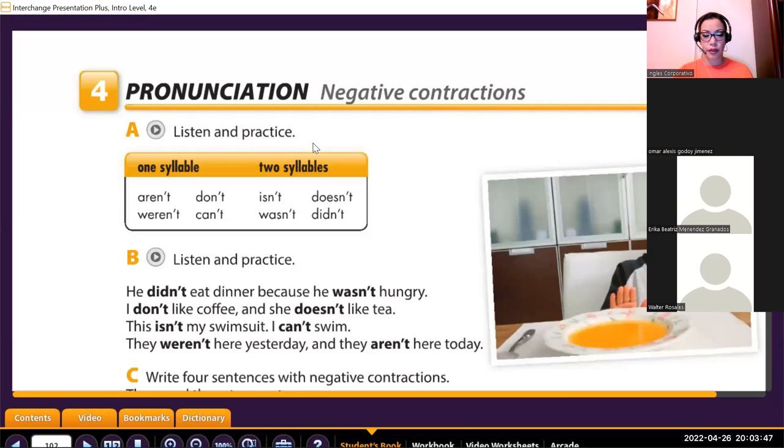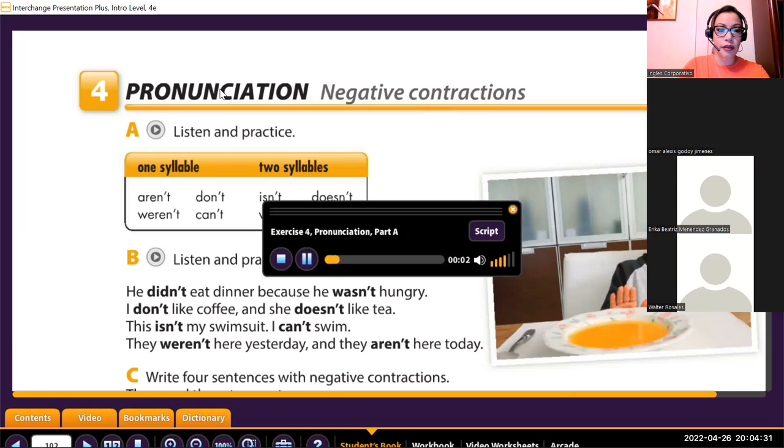Okay, so this is what we just listened to on the video, and it is about the negative contractions that we have been practicing so far. One tip in the video to sound natural when pronouncing negative contractions in English is to extend the N. So you say aren't, don't. You can extend the N sound a little bit to sound very natural. So I'm going to play the recording again so you can repeat at home.